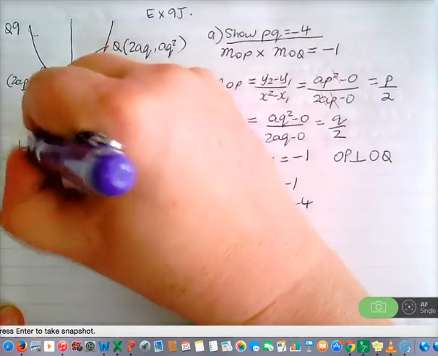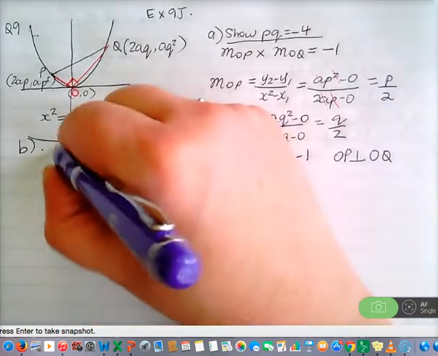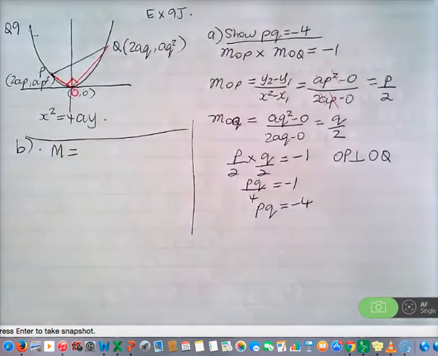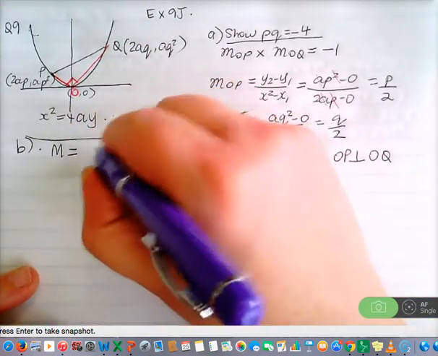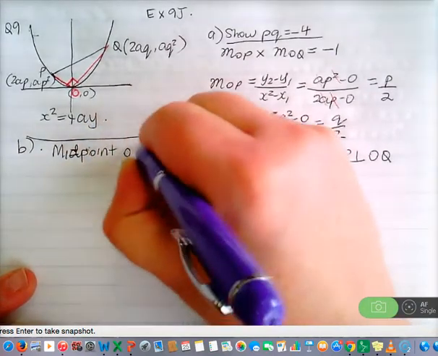All right, part B. Show that the coordinates of the midpoint M of PQ. Is it asking you for the equation of PQ? Do you need to do it? M is the midpoint of PQ. How do you find the midpoint? Add them. So we just want the midpoint of PQ, which is M.